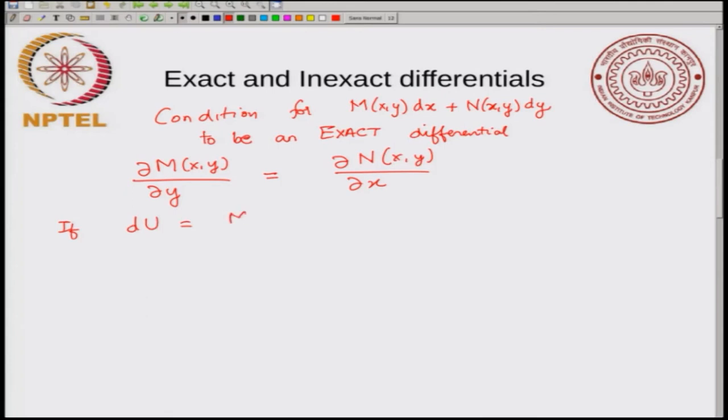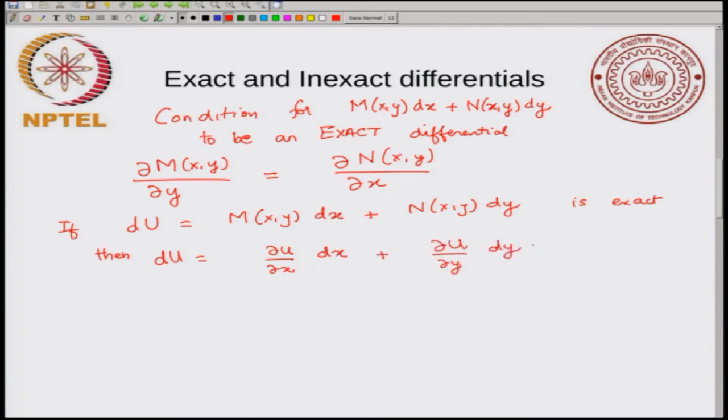if du equal to M(x,y) dx plus N(x,y) dy is exact, then we have du is equal to ∂u/∂x dx plus ∂u/∂y dy. So this implies ∂u/∂x is equal to M(x,y), and ∂u/∂y is equal to N(x,y). If this were an exact differential, then this is what it really implies about M and N. Now you can see the condition.